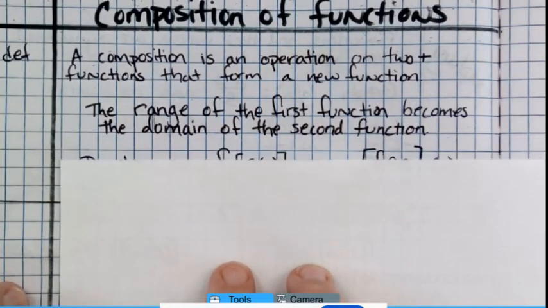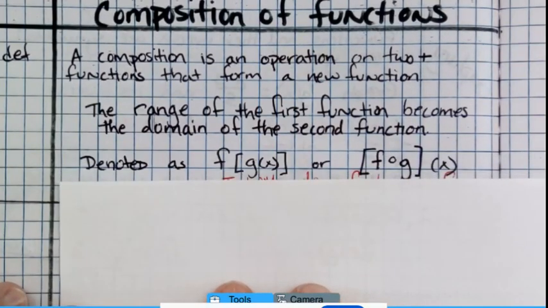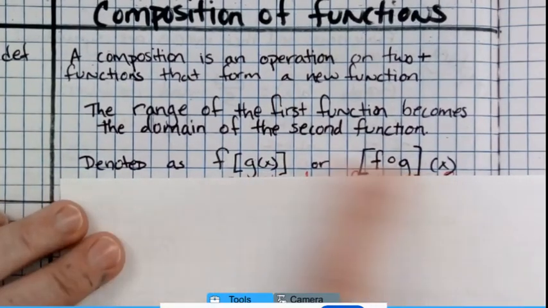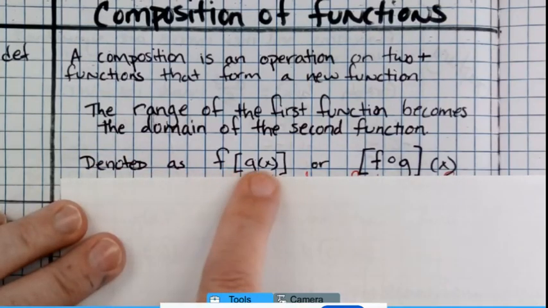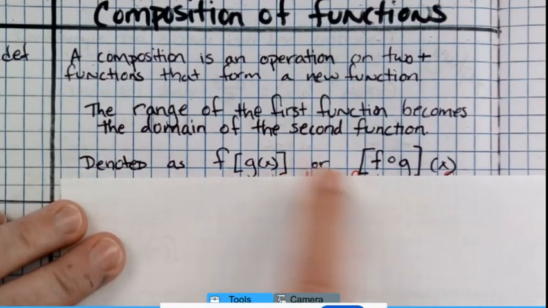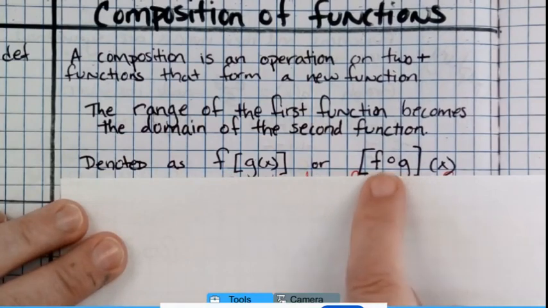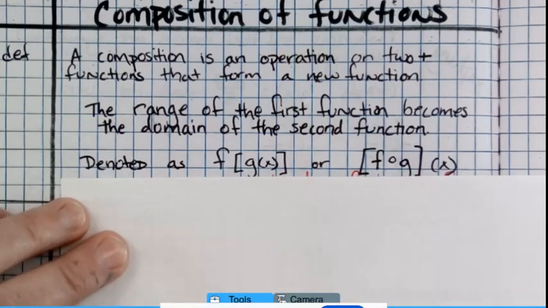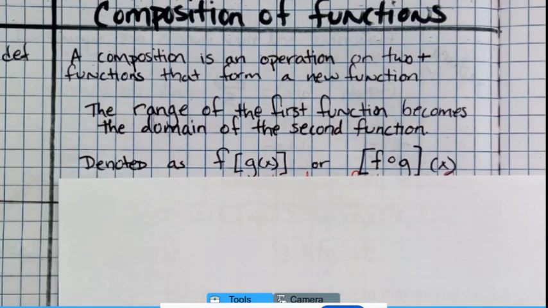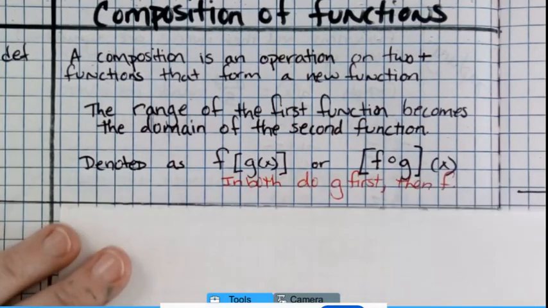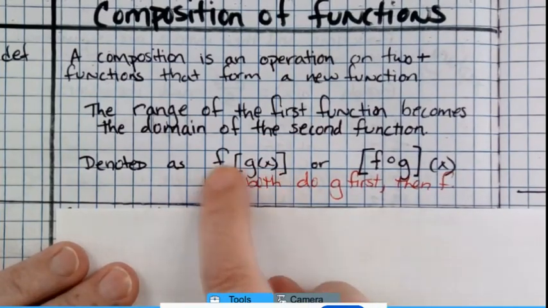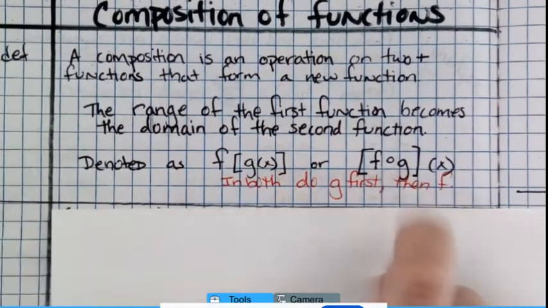It's written in two different ways. Both of those are the same exact problem. It's denoted as f of g of x or f, little circle, g of x. It's not an O and it's not a 0, it's a little circle, and you'll see those written. In both of those, you would do g first and then f. So you put g into f, and here you put g into f.